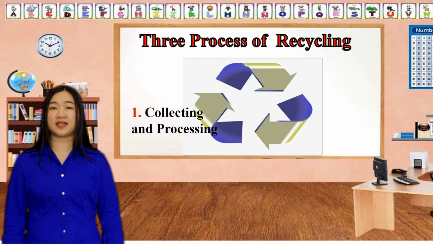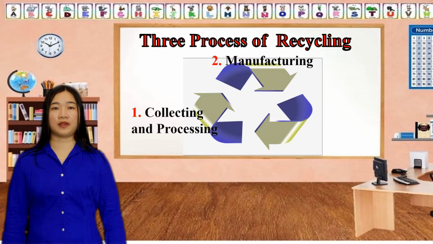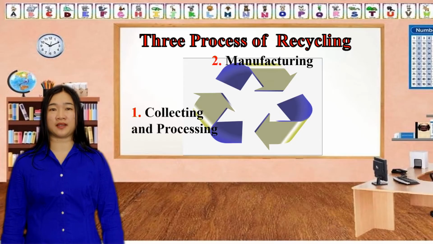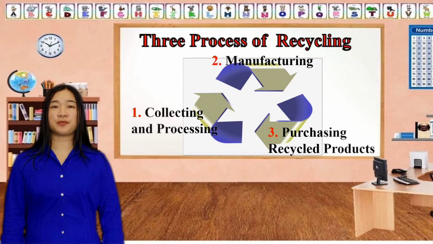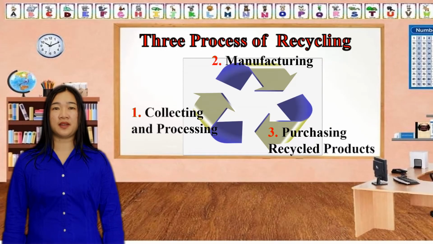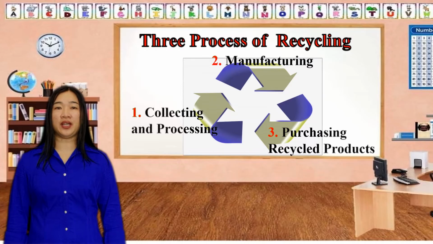How about the second step? That's right, manufacturing. The second stage involves the manufacturing of new products from the raw materials obtained by the processing of the old products. The last step is purchasing recycled products. The third and final step in the process ends with the purchasing of recycled goods by the consumers. The process of recycling waste materials may vary according to their kinds.